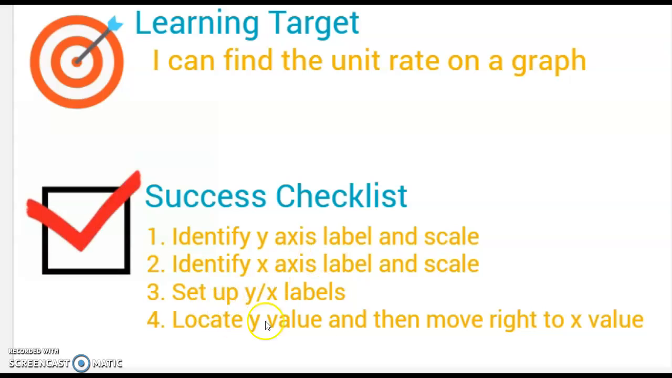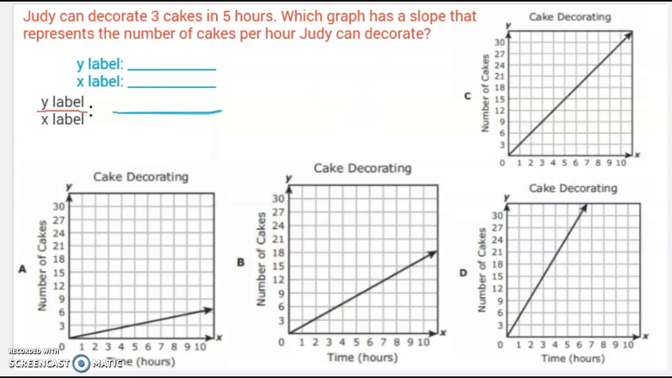And then step 4 would be to locate the y value first on the y-axis, and then you're going to move right to wherever your x value is. So we're going to do this slide together as an example, and then you will be responsible for the remaining slides. If we notice on this one, there are 4 different answer choices, right? There's 4 different graphs that could suit our description.